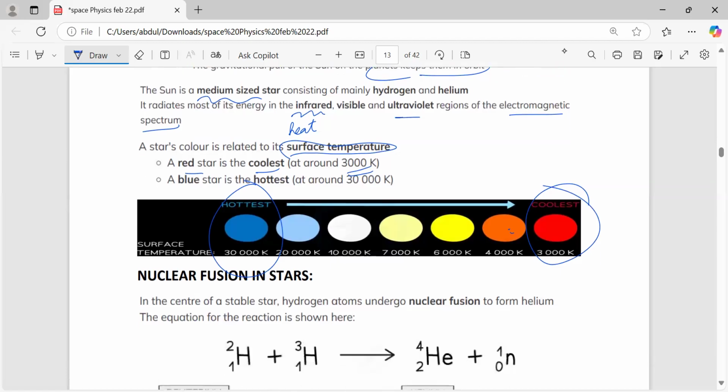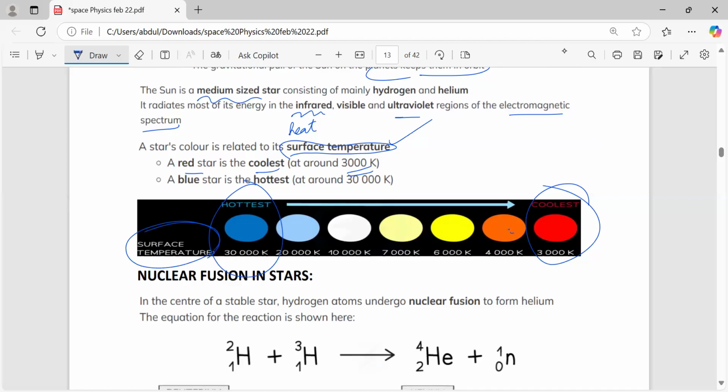Inside the core, the temperature is too high. The surface temperature of the sun can be 3000 to 6000 Kelvin, but the temperature at the core of the sun, my dear friends, is almost 150 million degrees Celsius, too much higher. So the temperatures mentioned in this figure, in this image, are the surface temperatures. It is mentioned over here and also over here. These are all surface temperatures.